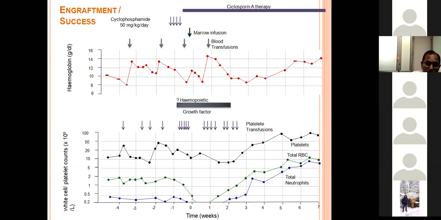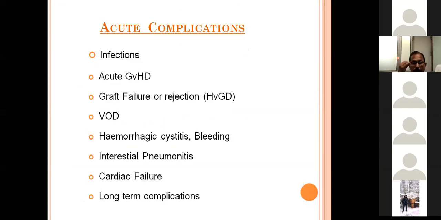Failure की वजूहात बहुत सारी हो सकती हैं. Now, coming to the acute complications of transplant, I will not go in detail.